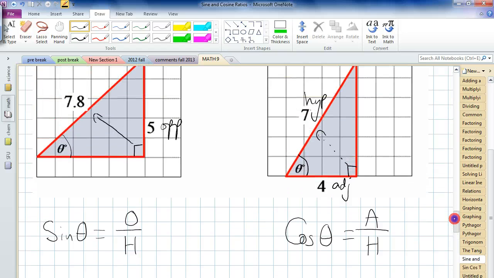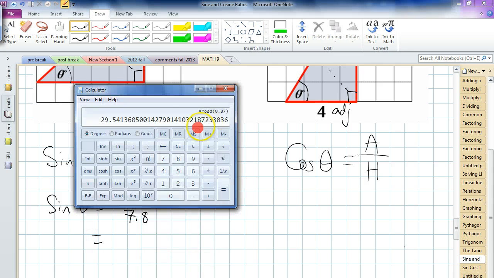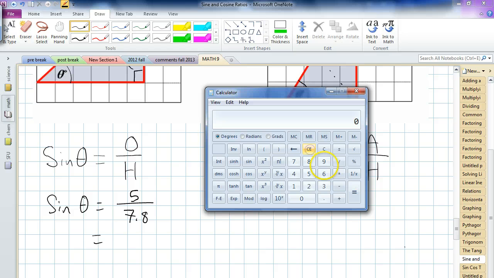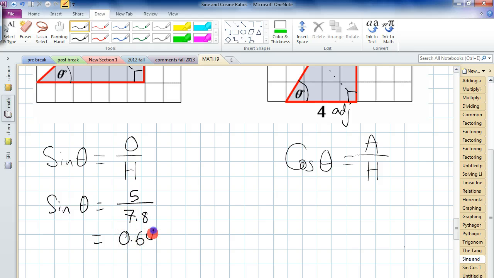So, let's do this one first. Sine of the unknown angle is 5, the opposite, divided by 7.8. So sine theta is 5 divided by 7.8. Well, what is 5 divided by 7.8? 5 divided by 7.8 equals 0.64. So we're going to 0.64.